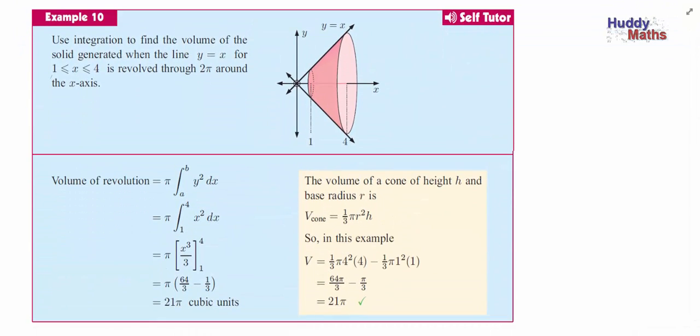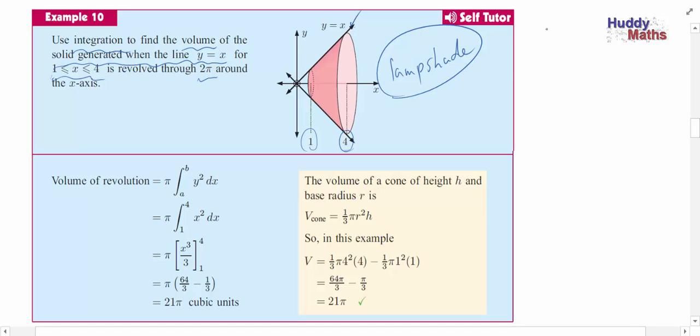Here's one here from Hayes Publications, and we're going to use integration to find the volume of the solid generated when the line y equals x from 1 to 4 is revolved 2 pi or 360 degrees around the x-axis. So we draw the line and we revolve it from 1 to 4. Hey, that would give us a nice lampshade. Isn't it? That's a lampshade there. Okay, what would be the volume of the whole body, including everything inside there, the volume of that?